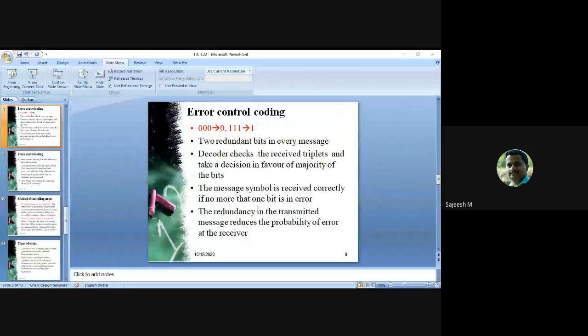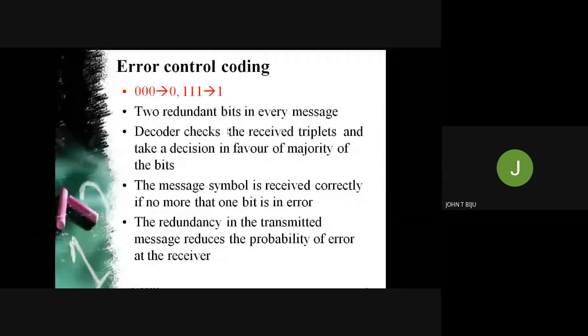Okay, that is correct. Here, if a single bit error occurs, it is possible to detect that error. Only error detection is possible in that case. Okay, we can correct also a single bit error. That is, the message symbol is received correctly if no more than one bit is in error.